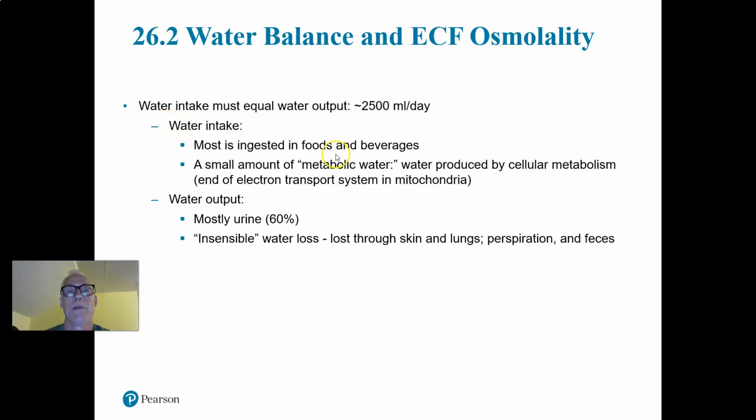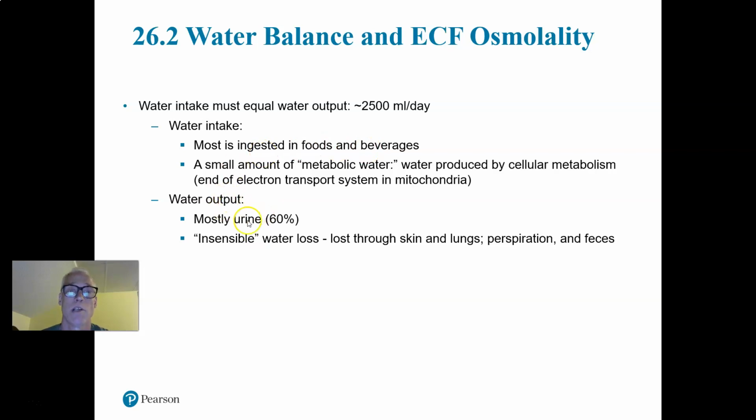Water intake is mainly in ingested foods and beverages. There's a little bit of water produced by metabolism, which is kind of cool. Brand new water molecules are formed in your body. At the end of the electron transport system, we take oxygen, hydrogen ions, and the used electrons that come out of that electron transport system, and mash them together and produce water molecules. So some water is produced that way, but mainly you take in water by food and beverages.